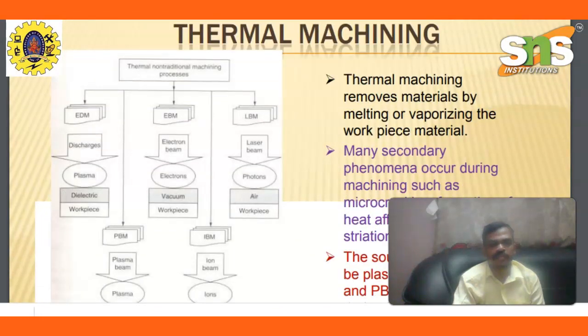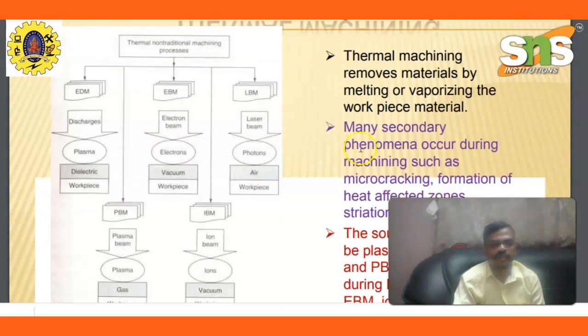Next one is thermal machining. The thermal non-traditional processes: EDM, discharge, plasma, dielectric, workpiece. PBM, plasma gas, gases. EBM, electron beam, electrons, vacuum and workpiece. LBM, laser beam, photons, air and workpiece.